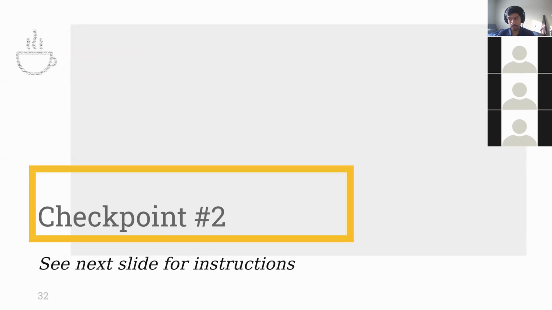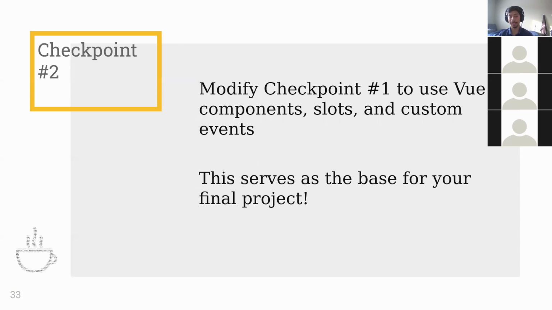With that in mind, it is time for checkpoint number 2. Checkpoint 2 is going to be modifying checkpoint 1. So if you didn't finish it, no problems, go back and work on that now. The task is to modify checkpoint 1 to use Vue Components, Vue Slots, and Vue Custom Events. What I envision here is that you would have your add button, like the text box and the button to add an event to the list, as a separate component with a slot where you can add these LIs in, because the slot will just be replaced with the code that's nested within the major element.